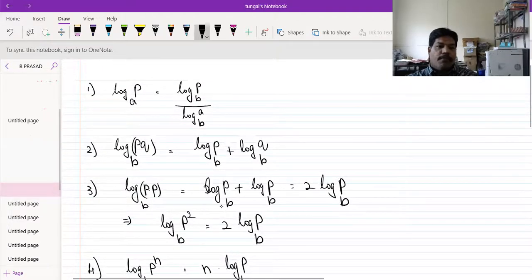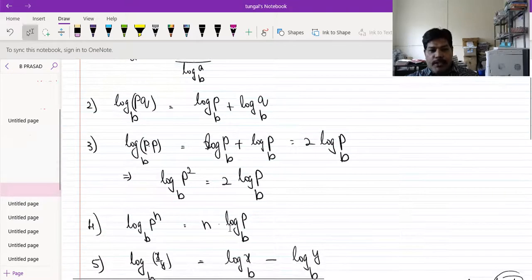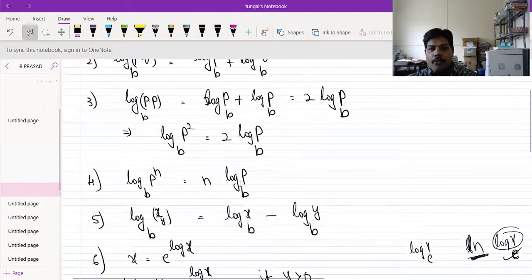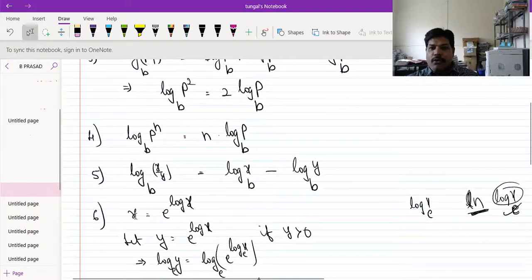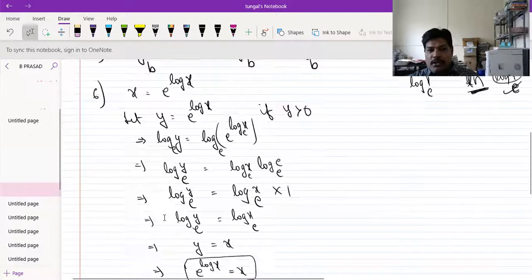Log p base a is nothing but log p base b by log a base b. Log of pq you can write as log p plus log q. Log of p into p is nothing but log of p square. So log of p power n is n log p. Log of x by y is log x minus log y. X is equal to e power log x. E power log x is nothing but x only.